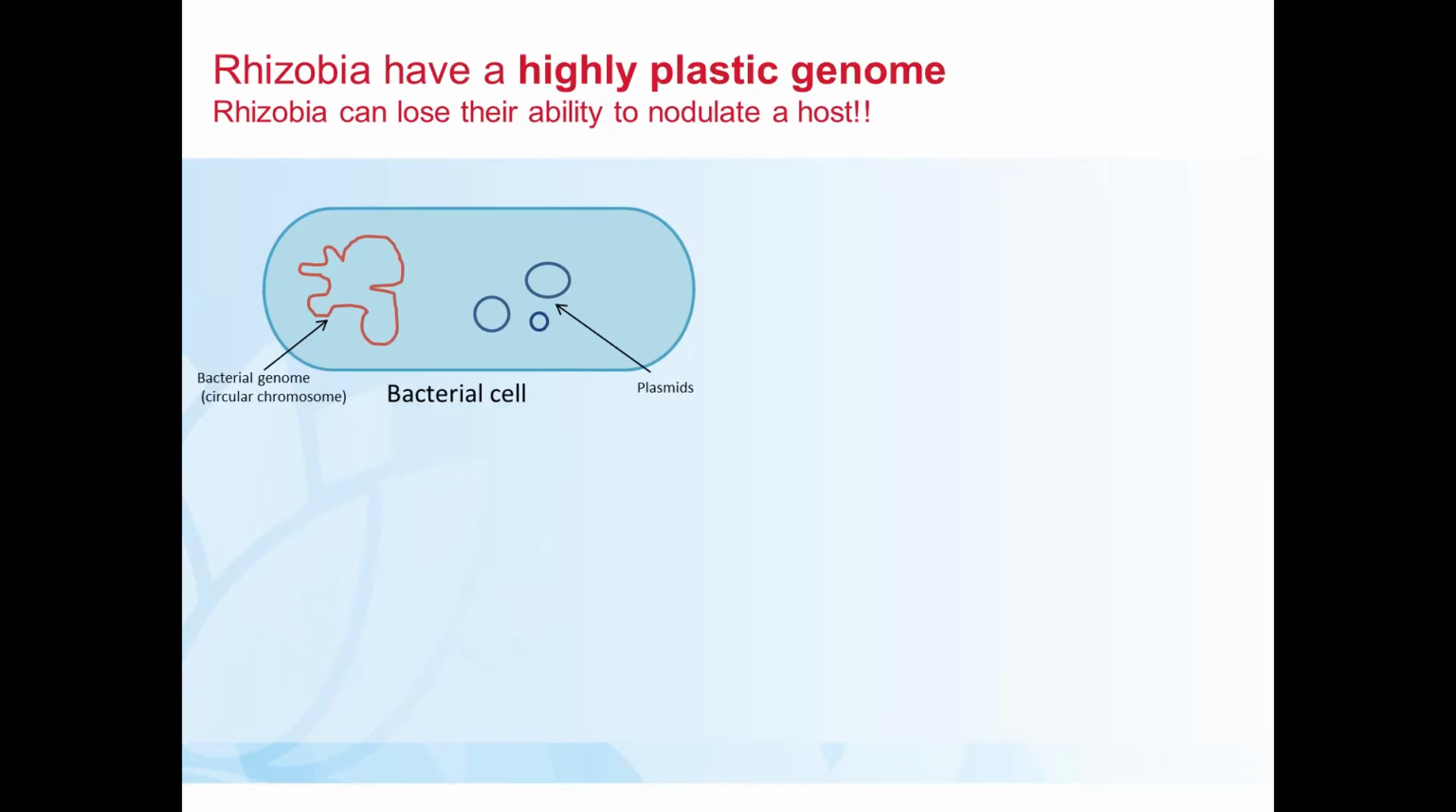Basically, on your computer, you can delete a program or an app, and you lose the ability to perform the function that this app contains. In the same way, nodulation genes are often included on plasmids of bacteria. Bacteria can actually lose these plasmids, or they can swap the information carried on these plasmids with other bacteria. So essentially, for some of our rhizobial strains, they may be the correct bacteria, but they can lose the ability to nodulate a host.